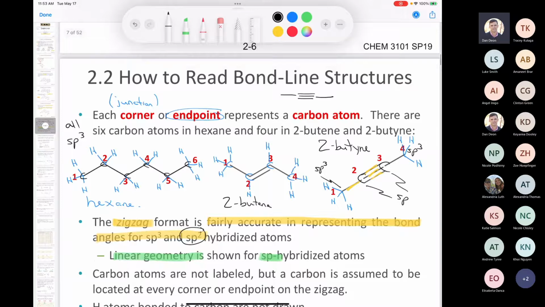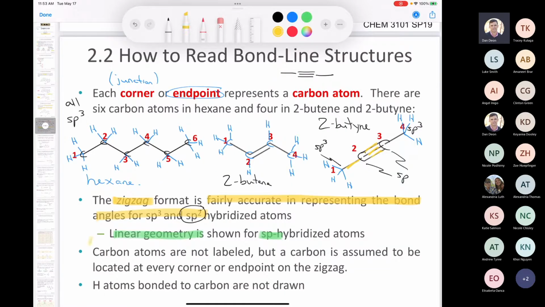Some more information that I have on this slide. It says the carbon atoms are not labeled, but a carbon is assumed at every corner or junction and every endpoint on the zigzag. The hydrogen atoms bonded to carbon are not drawn. We leave the hydrogens out in a bond line structure, at least the ones that are attached to carbon. We leave those out.